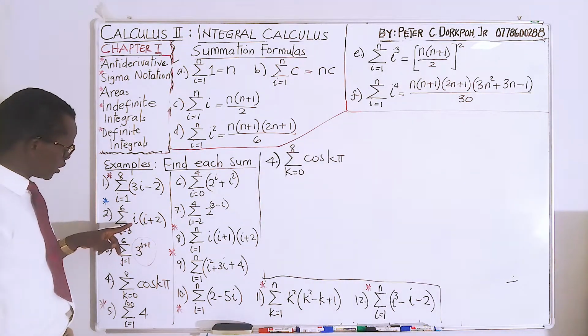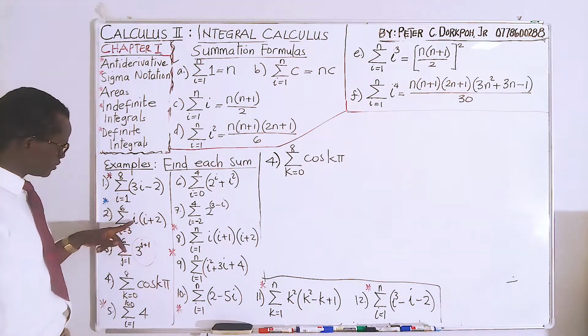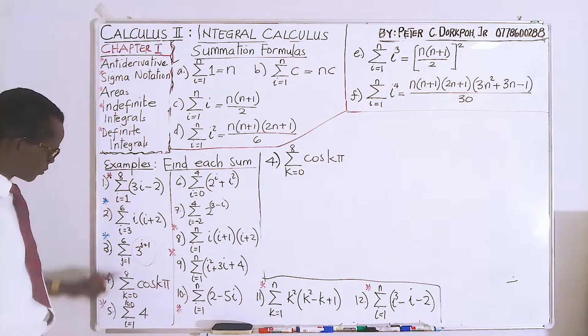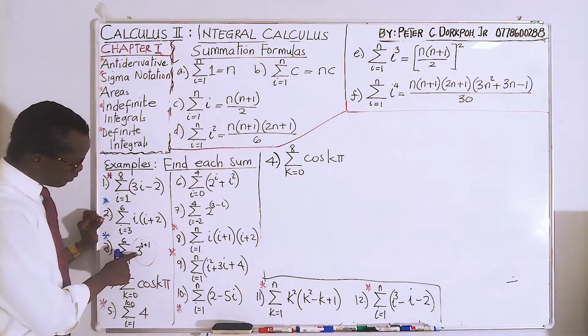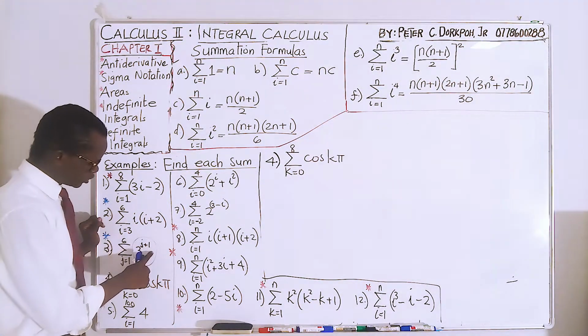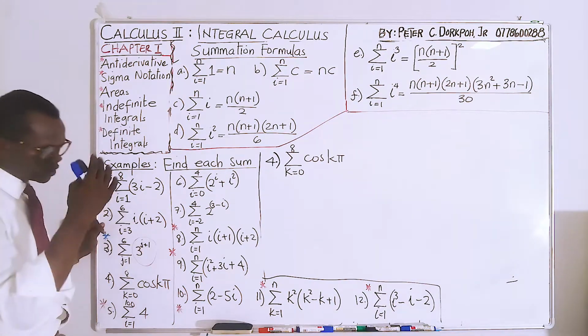The third term will be 5 times 5 plus 2, and the last term will be 6 times 6 plus 2. Then now you can find the sum. So for this one, you have J. The first one will be 3 raised to the power 1 plus 1. The second one will be 3 raised to the power 2 plus 1. And the third one, 3 plus 1, the fourth one, 4 plus 1, and so forth.